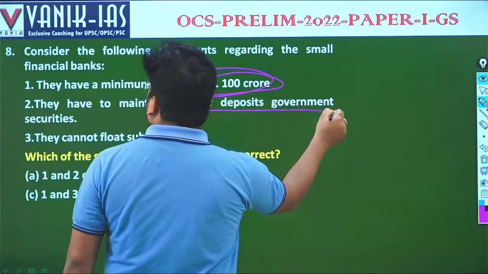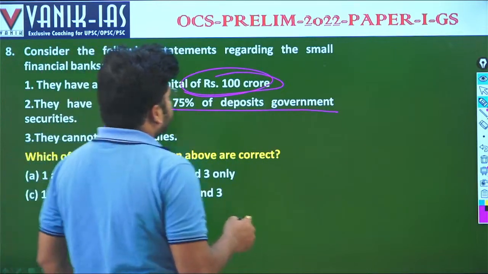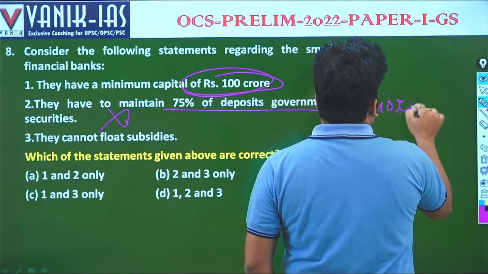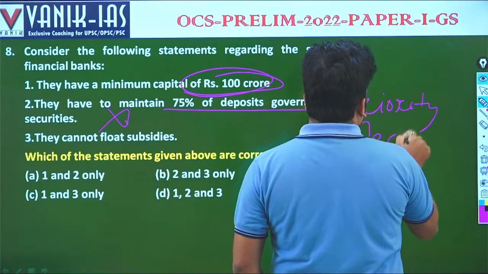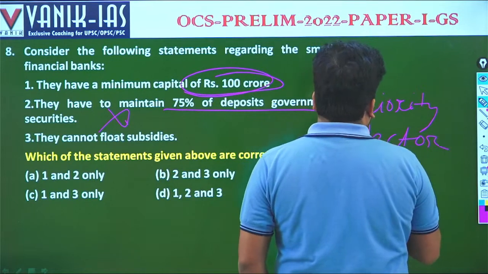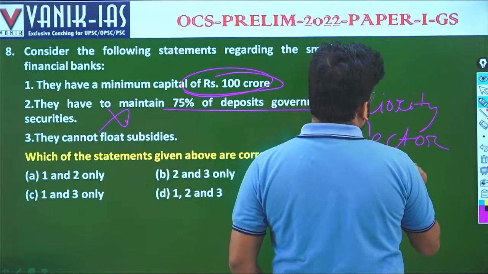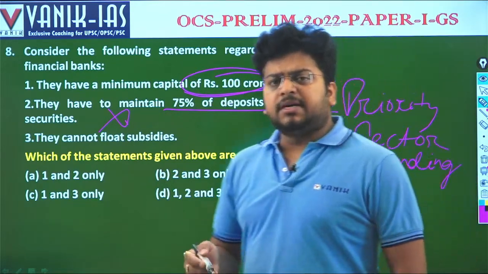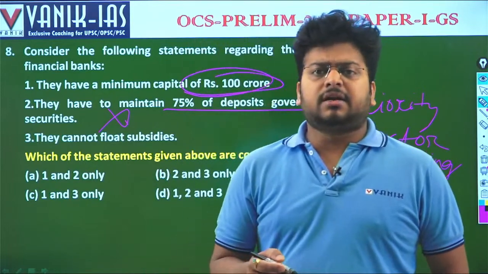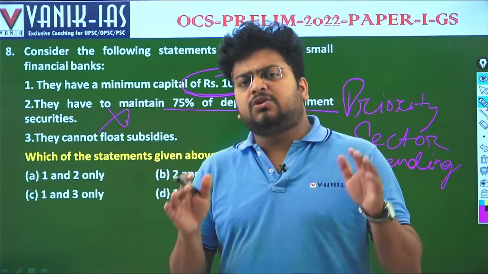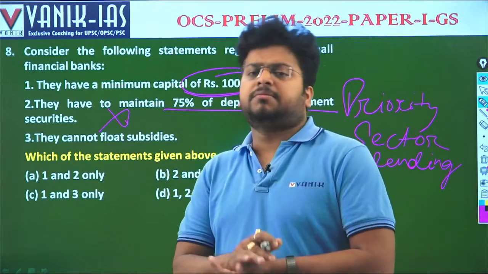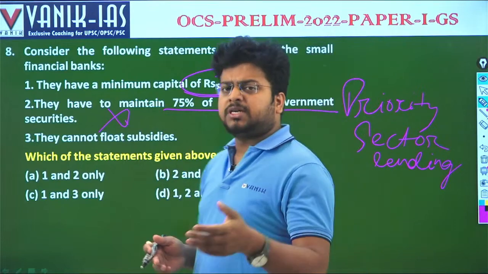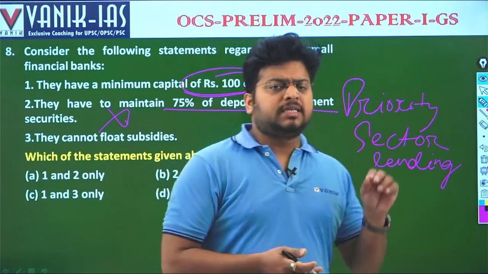This 75% deposit in government security, this is wrong. 75% they have to maintain in their priority sector lending. What do you mean by priority sector lending? It is 40% in case of other scheduled commercial bank. Priority sector lending means, for example, renewable energy, agriculture, education, MSME. These are priority sector lending, right? So government, every bank has to invest a certain amount of money in priority sector lending. In case of scheduled commercial bank, it is 40%, but in case of small finance bank, it is 75%.